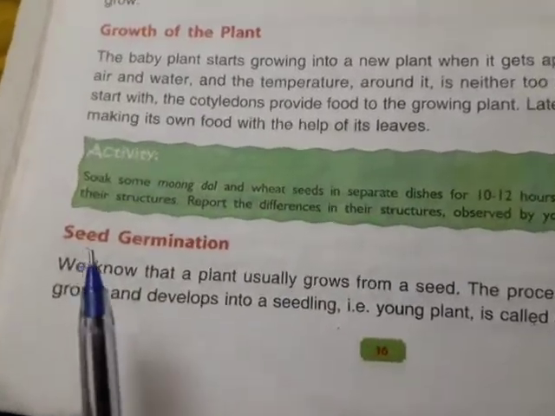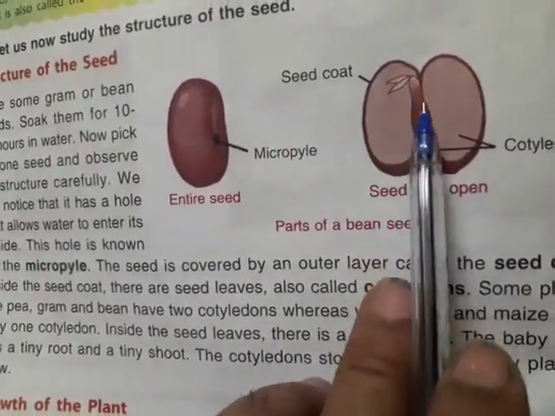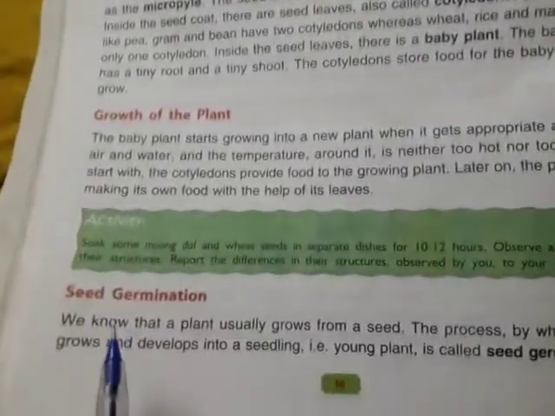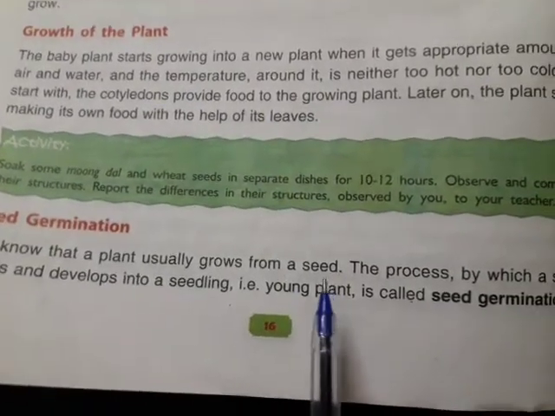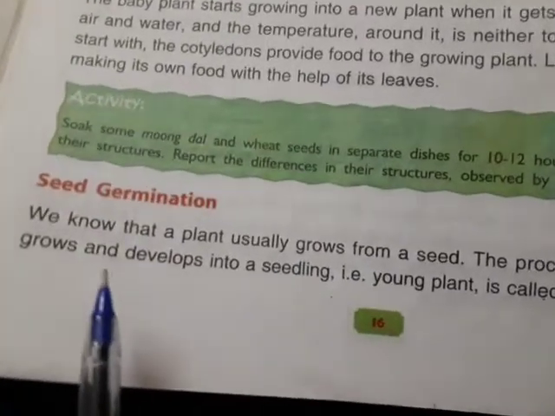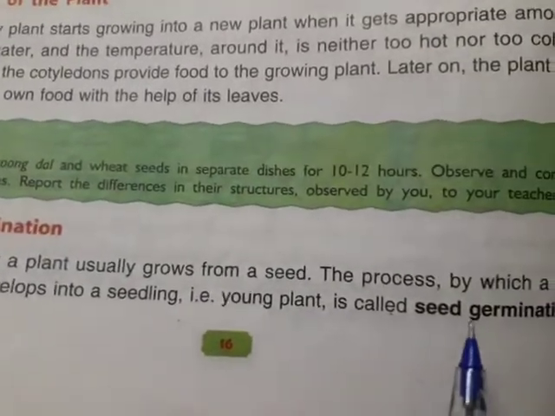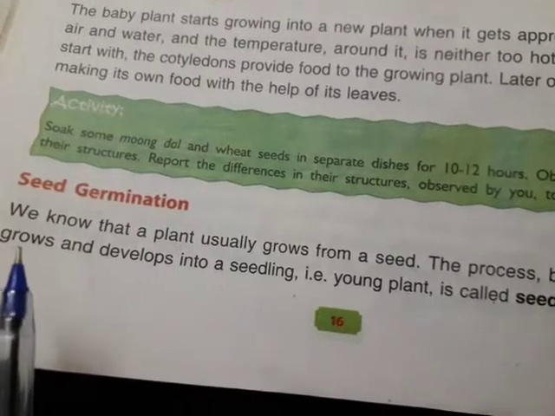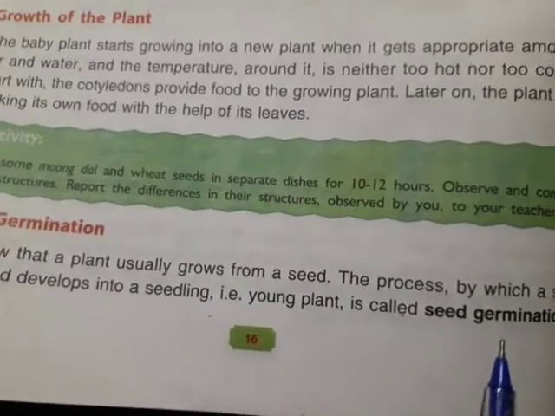Next step is seed germination. As we have described the structure of the seed, we have seen that a teeny baby plant is present inside the seed leaves. So how do plants germinate? We know that plants usually grow from a seed. The process by which a seed grows and develops into a seedling, that is a young plant, is called seed germination.